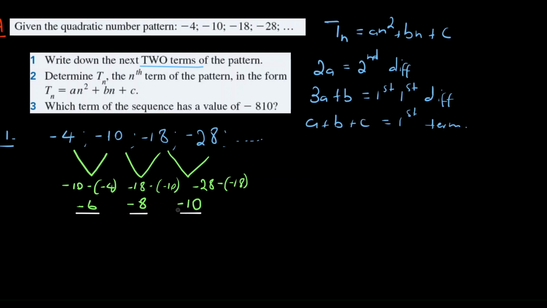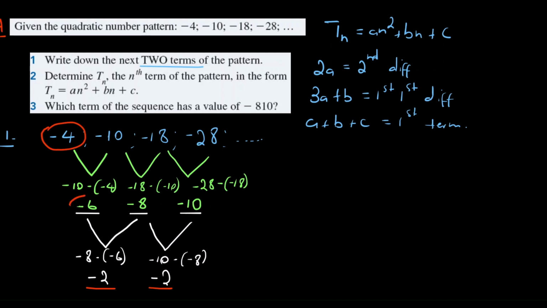This is the first row, the first differences. So we need to continue the process and say -8 minus -6, which will give us the second difference. So it will be -8 minus -6, which is nothing more than -8 plus 6, which is -2. And we do the same for -10 minus -8, which is -10 plus 8, which is nothing more than -2. So we can see that the second difference is common, which confirms that this is a quadratic. But the values that we'll be more interested in are the first term of the first differences, and the common difference.